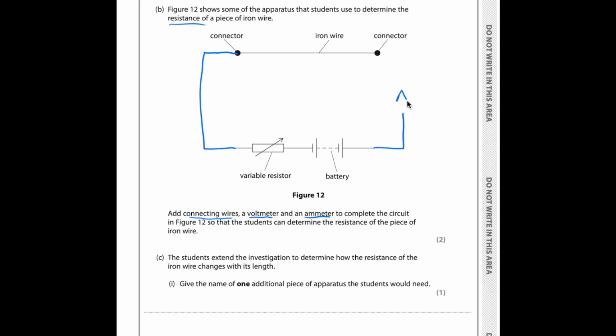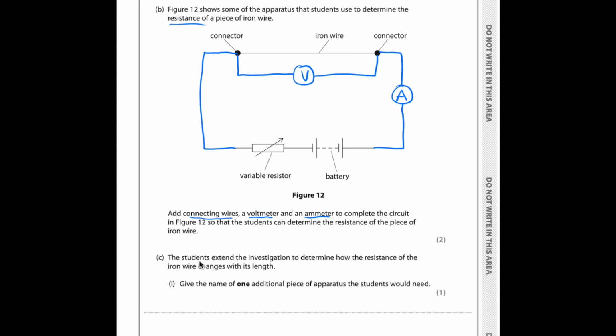We'll need to pop an ammeter in series, which means next to the iron wire. So you could have either put it anywhere here or put your ammeter anywhere here. And a voltmeter needs to go in parallel across the iron wire.